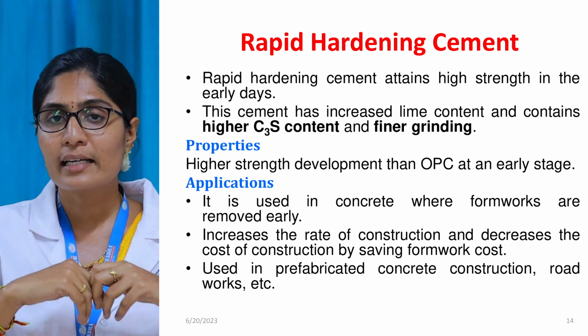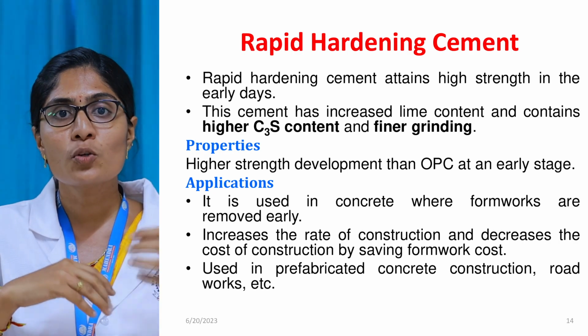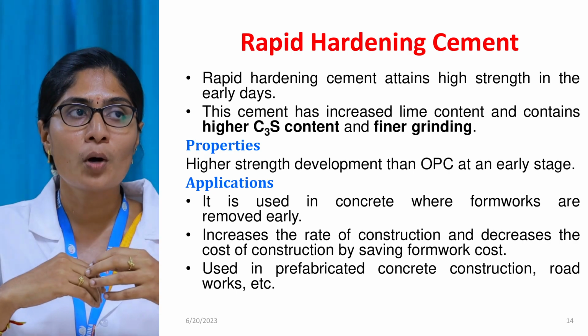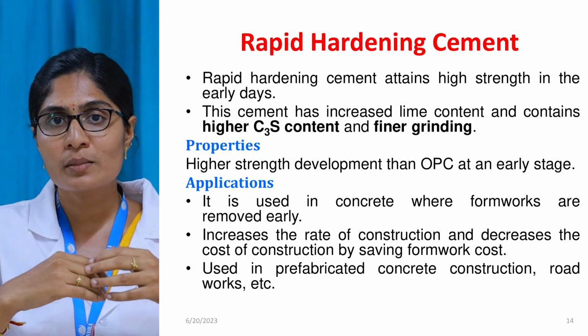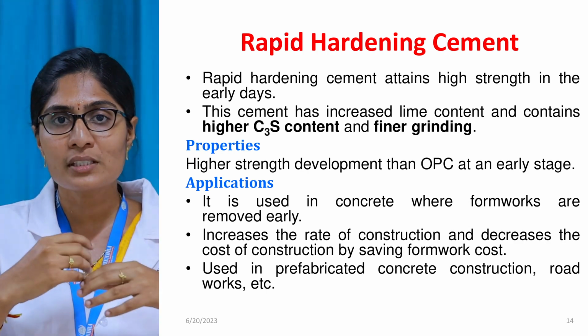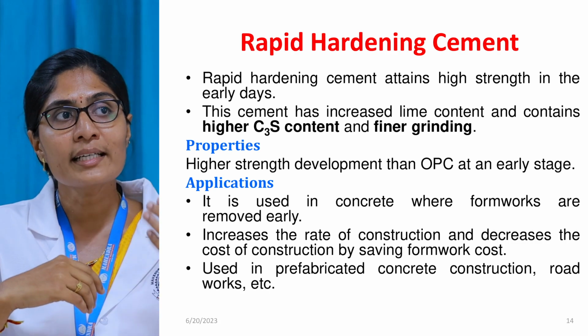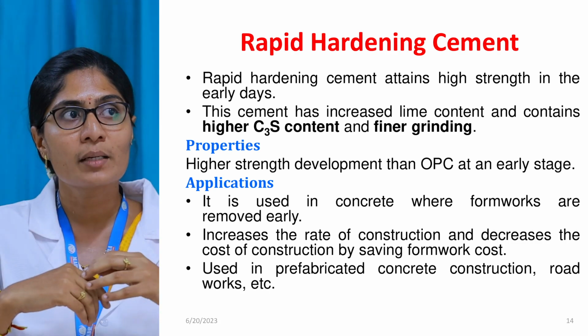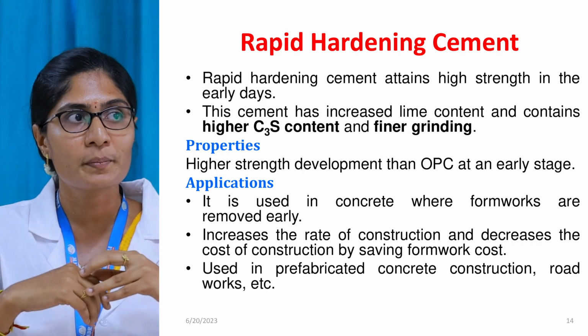Another way is finer grinding. When we grind the cement to an extremely fine powder form, the surface area of cement is increased. As the surface area is increased, the rate of strength development is also higher. By this way rapid hardening cement is produced.